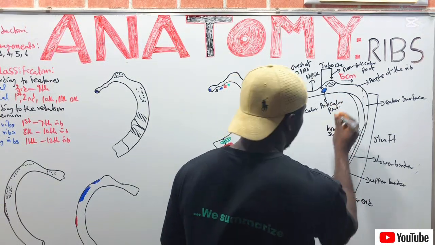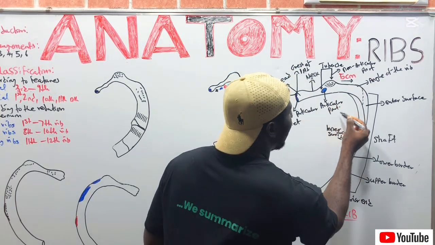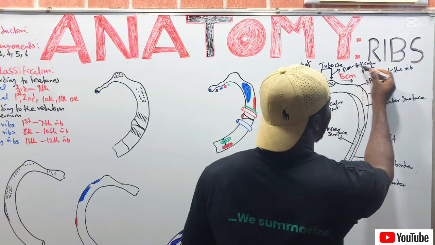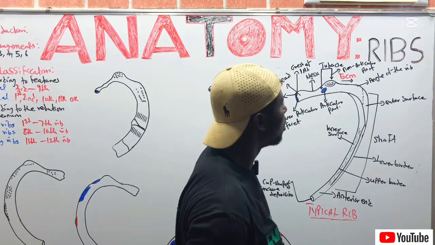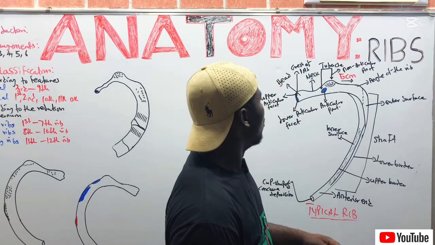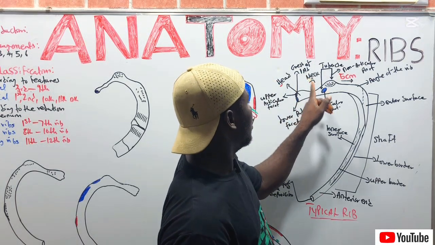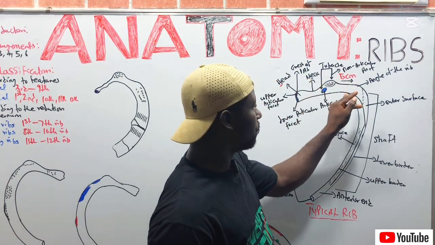This is the medial articular part. This is the lateral non-articular part. You can see how they are being fashioned, right? You can see it over there. Now, we have discussed the head, the neck, and the tubercle.